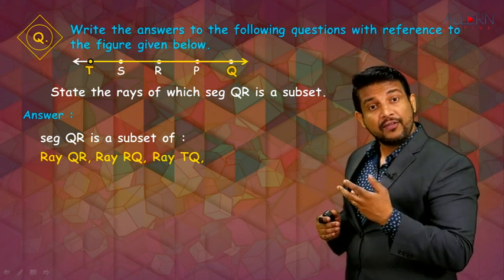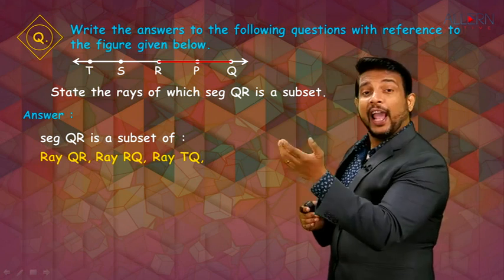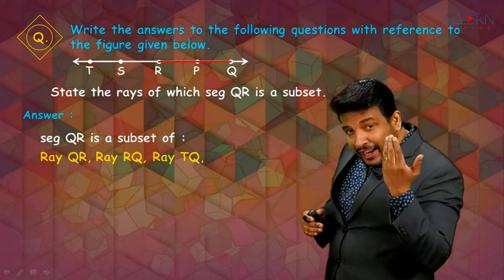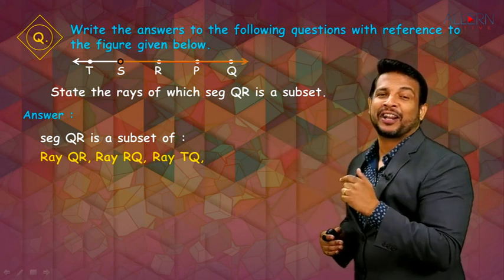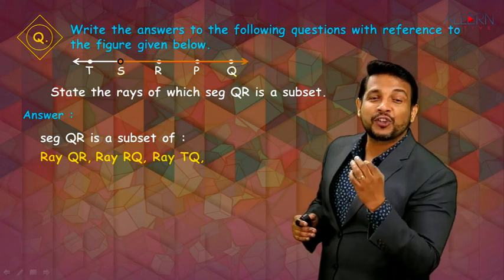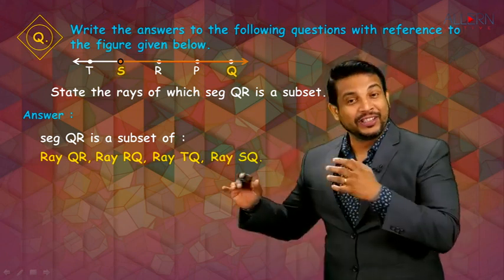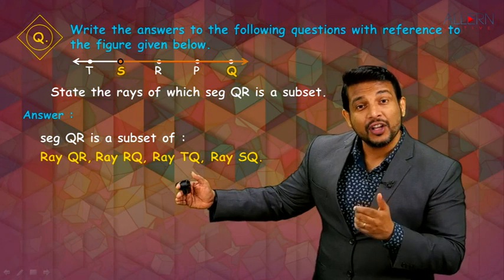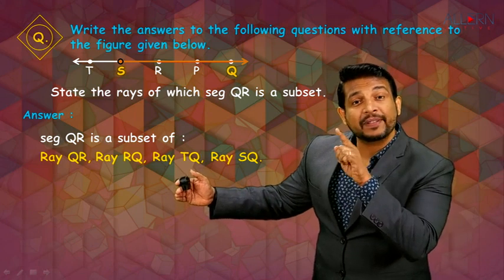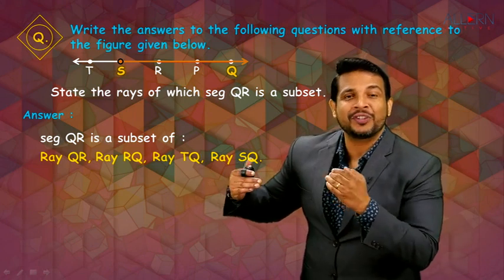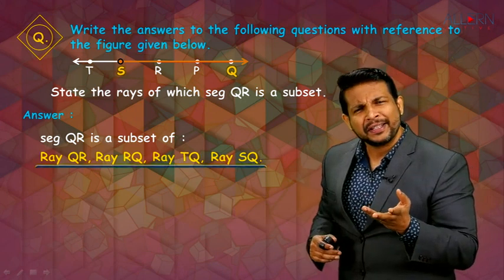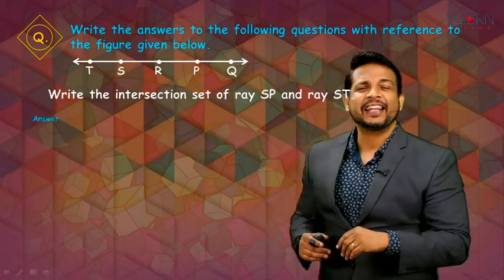Now you'll say the same way we can start from origin S and move in the direction of Q. You're very correct. That means we get one more ray. Which one is that? Ray SQ. Beautiful. So these are the rays for which segment QR is a subset. That means segment QR belongs to these rays. Wasn't that easy? Very simple, right? Beautiful. Let's see the next one.